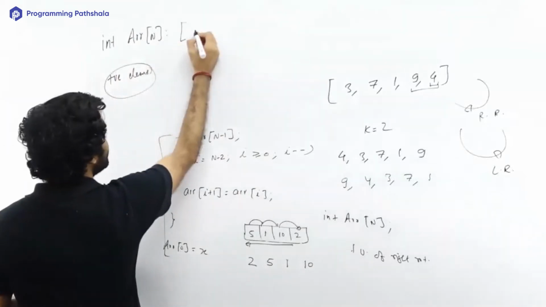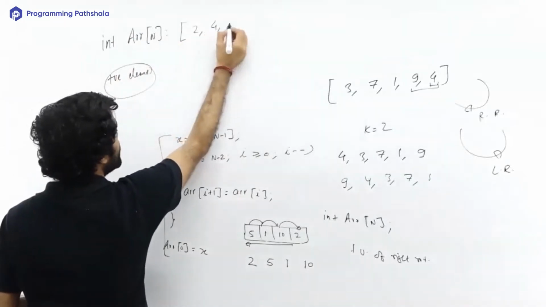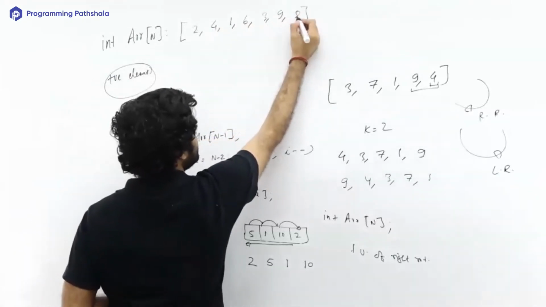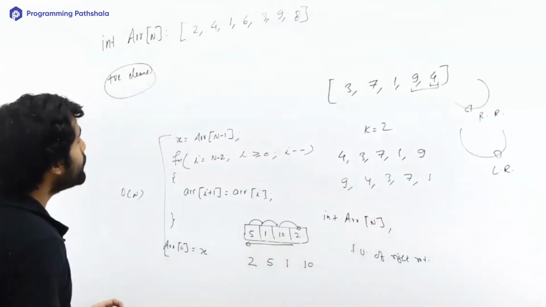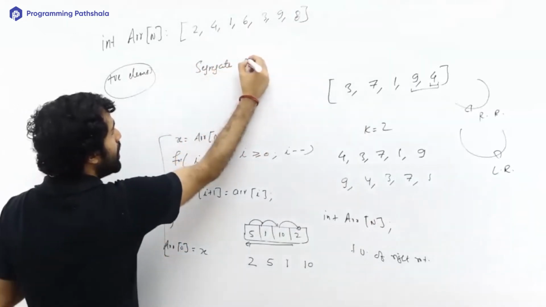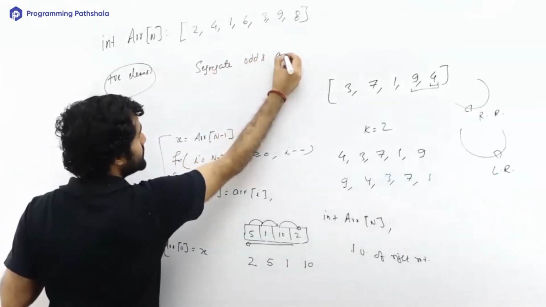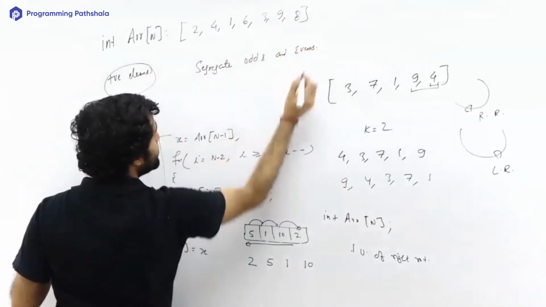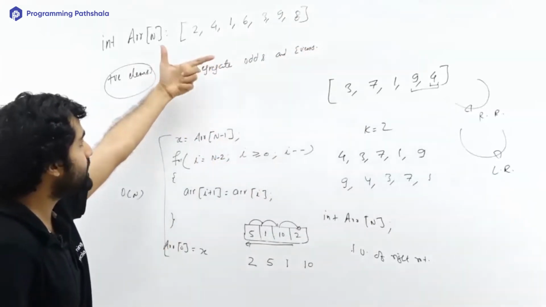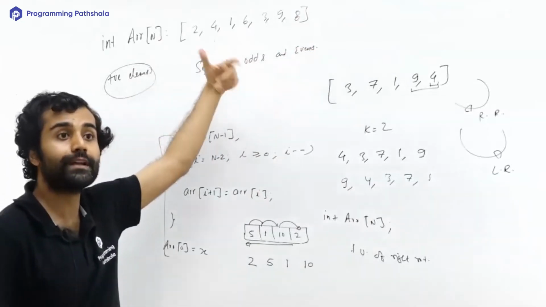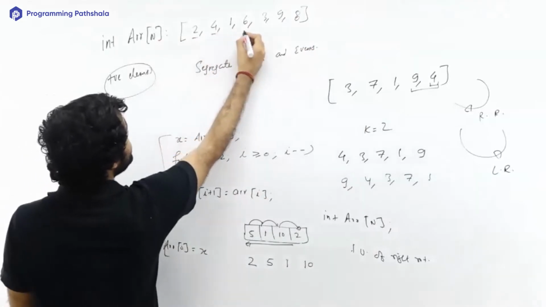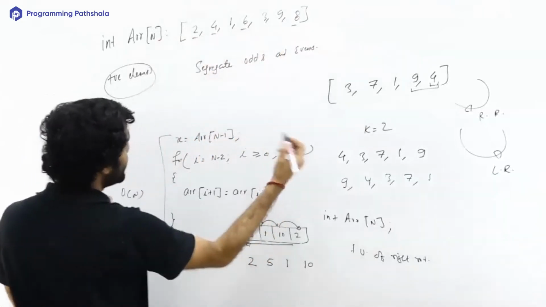Let's say this array contains elements like 2, 4, 1, 6, 3, 9, 8. Now what we want to do is segregate odds and evens. All the even elements should come first and all the odd elements should come later. So here, how many even elements are there? 2, 4, 6 and 8 are my even elements.